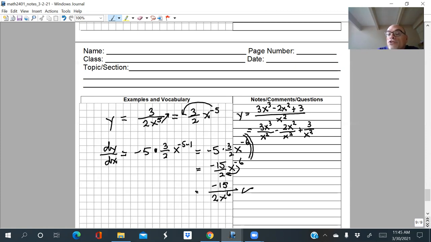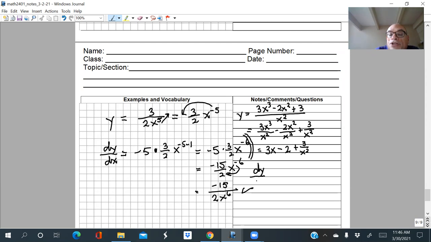Now you can reduce these three fractions. 3x cubed over x squared reduces to just 3x, right? Because the x squared and the x cubed will cancel to x. Minus 2x squared over x squared becomes just minus 2 because the x squareds will divide out. And then there's not much you can do with the last term. That's going to stay as 3 over x squared. Now we can think about differentiating.